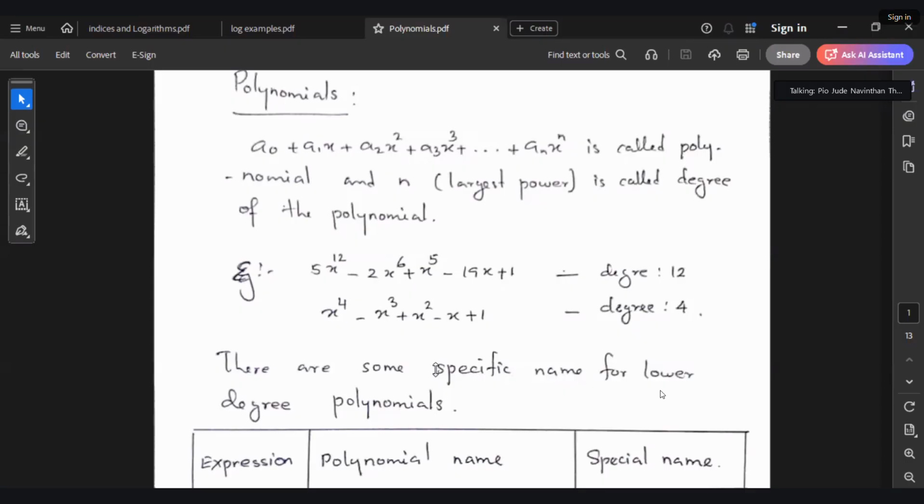Through Zoom lectures, right, it's very difficult to teach the lectures. At the same time, it's difficult to understand, right? You can't understand the mathematics through Zoom easily. That is why I'm explaining very slowly and taking the time.